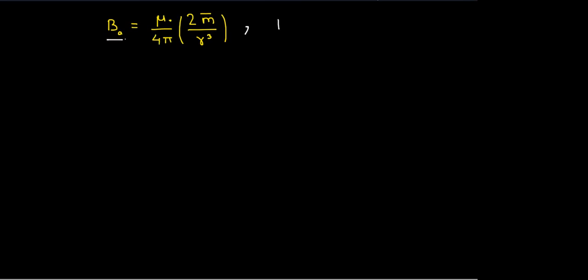Do you remember the axial electric field due to a dipole? How much was it? Do you remember the formula? The same one: 1/4 pi epsilon 0 into 2 p by R cube. Similar looking. Okay. We had derived the equatorial electric field also.